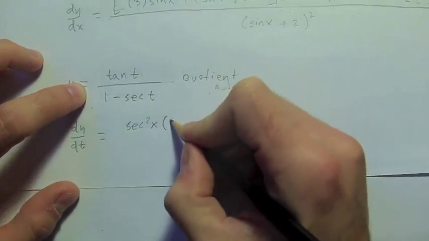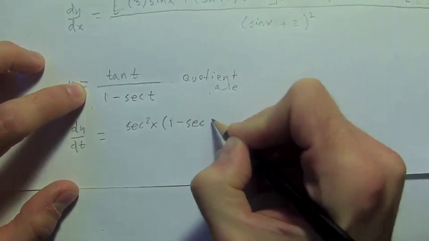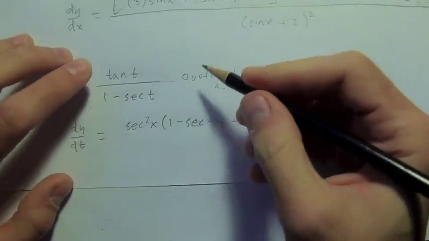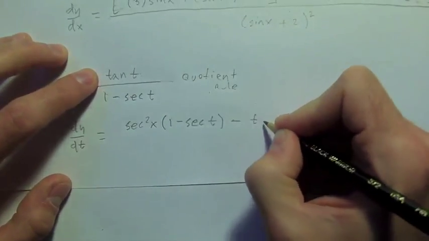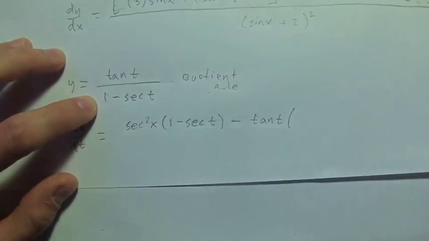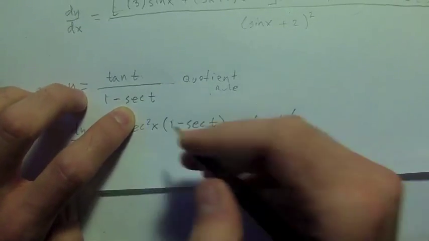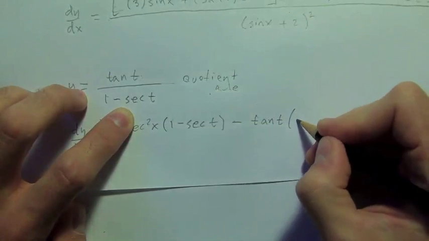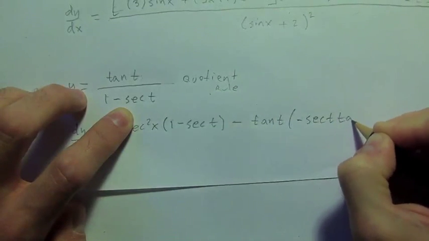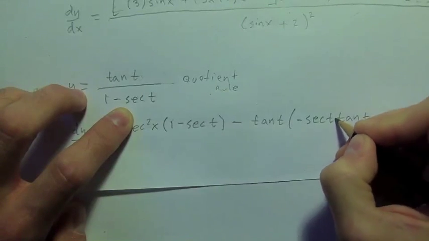Then times the bottom left alone. Minus, okay, the top left alone, times the derivative of the bottom. So the bottom is 1 minus secant t, and the derivative of secant t is negative secant t tangent t.